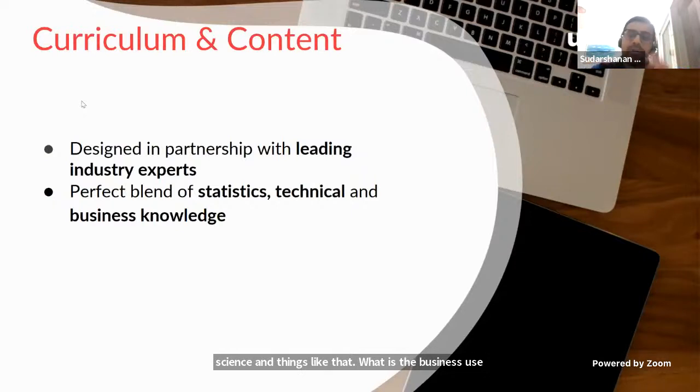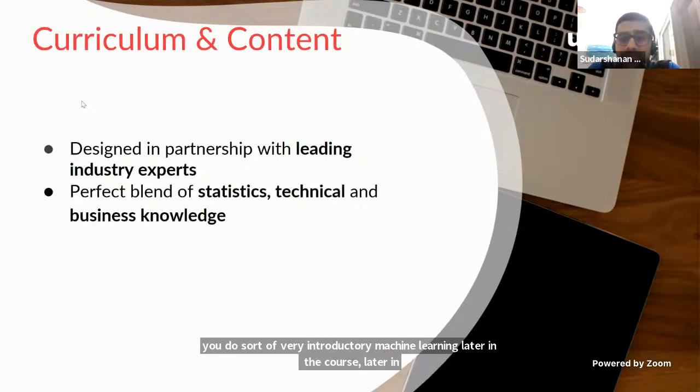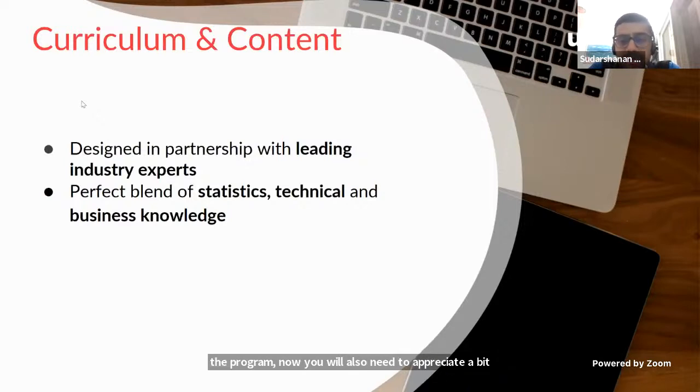The curriculum is generally a blend of statistics, technical, and business. Statistics, in the sense that we all have to come to terms with some statistics when we study data analysis. We need some familiarity with mean, median, histograms, variance, all sorts of things like that. And when you do very introductory machine learning later in the program, you will also need a sufficient amount of linear algebra. That's part one, statistics, one aspect of the topics.